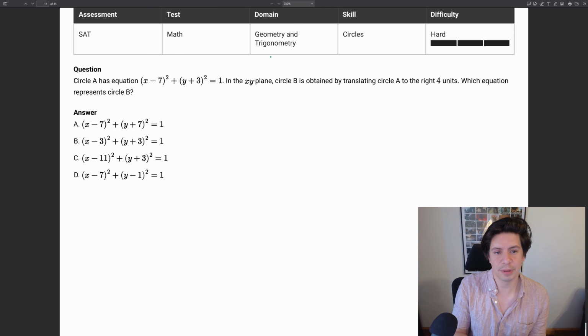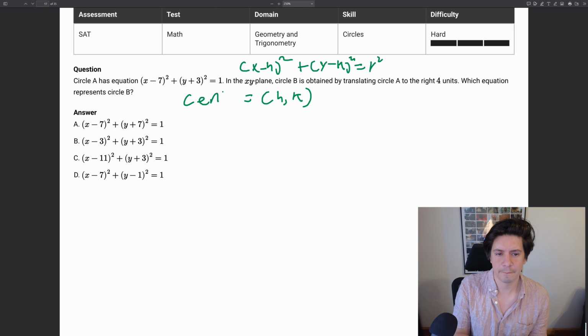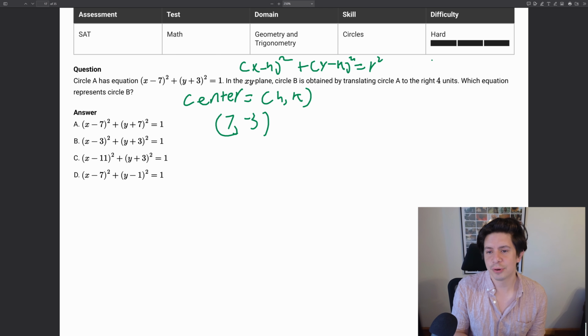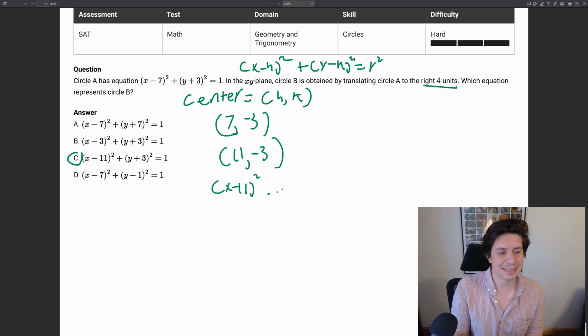So remember the equation: (x minus h) squared plus (y minus k) squared equals r squared. The center is (h, k). So in this case, our center is (7, -3). Translating 4 units to the right makes the new center (11, -3). So it's going to be (x minus 11) squared, and so on for the rest. So it has to be C, okay?